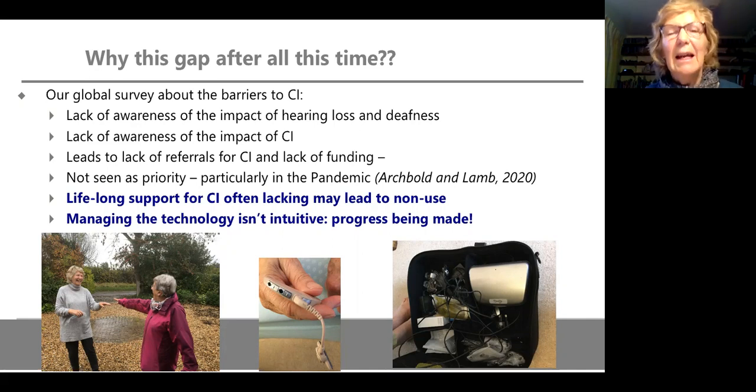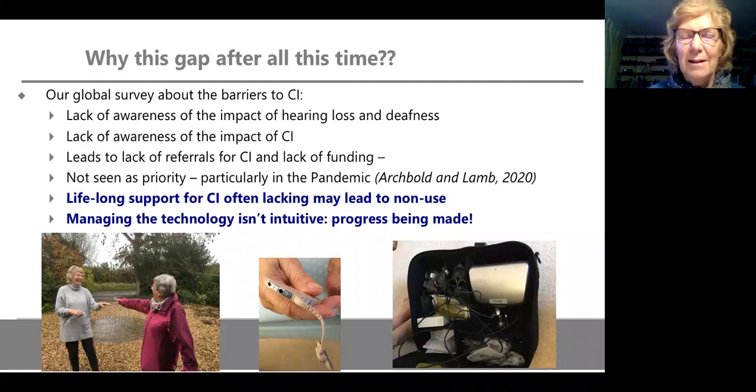But, as I said before, managing the technology isn't intuitive. And guess where she comes if she needs a hand? Knock, knock on the door. And even after over 30 years' experience in the cochlear implant field, it isn't always intuitive. But progress is being made. My colleagues in Cochlear said I could use those photographs if we said that they'll listen, and they have listened, and huge progress is being made.